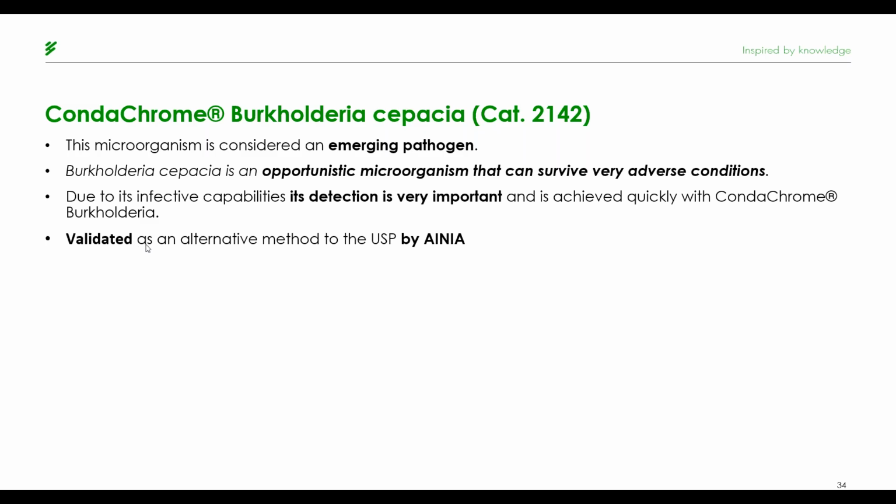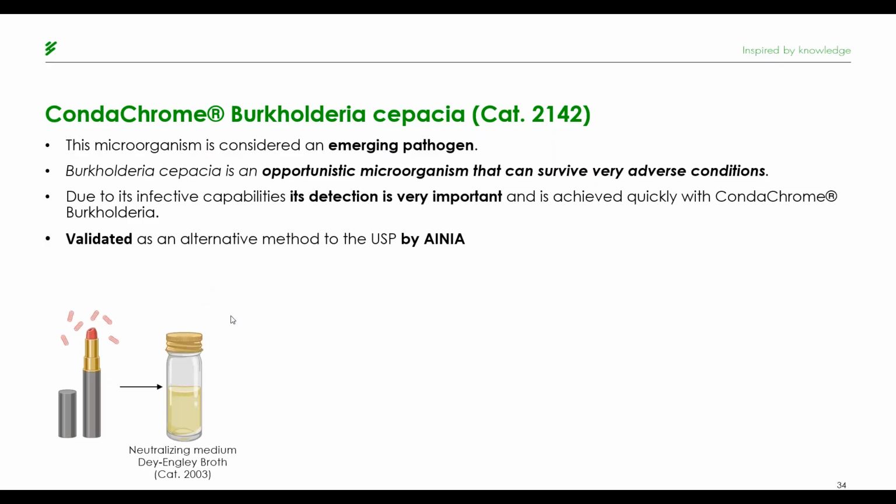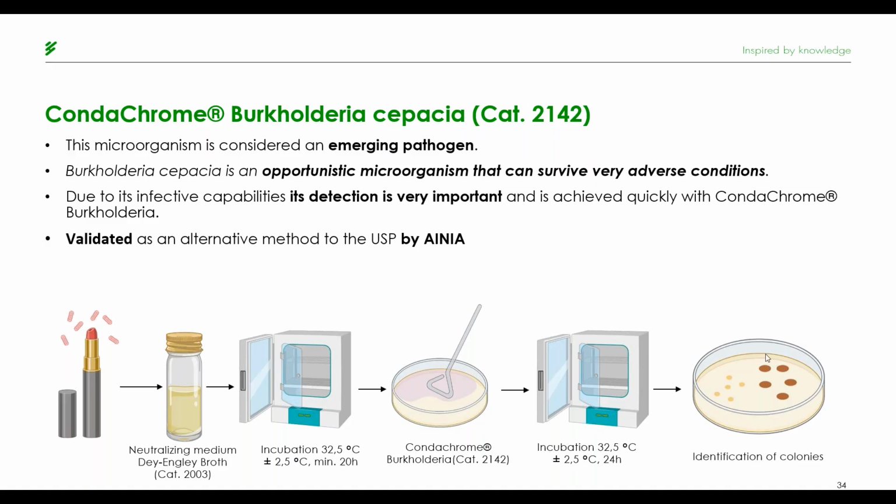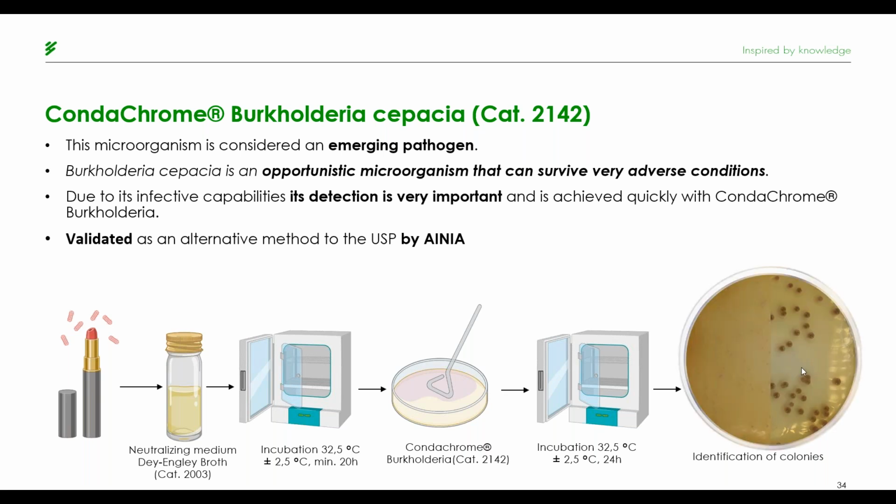This method has also been validated by ENIA as an alternative to the USP method. The process is the same as before. Using your neutralizing medium, pre-incubated, you inoculate a plate of Condochrome Burkholderia medium, you incubate it for only 24 hours at 32.5 degrees Celsius, and you can detect the colonies of Burkholderia by their characteristic color, that is a very intense brown color. You can detect it very simply by looking at the plate. So by only using 3 agar plates, you can detect all the microorganisms that you need in your cosmetic samples.